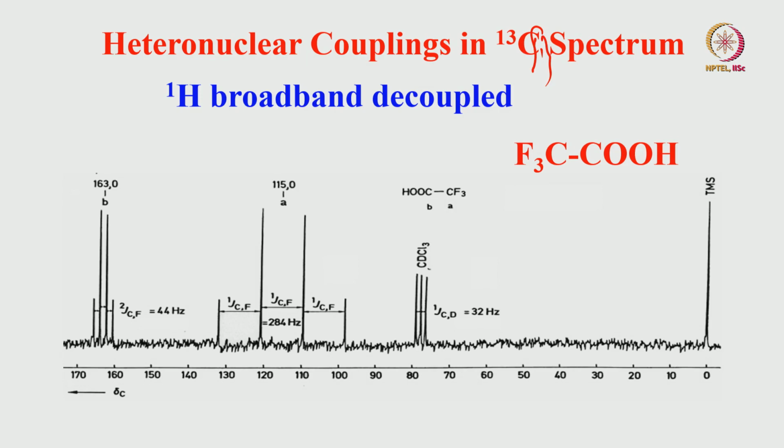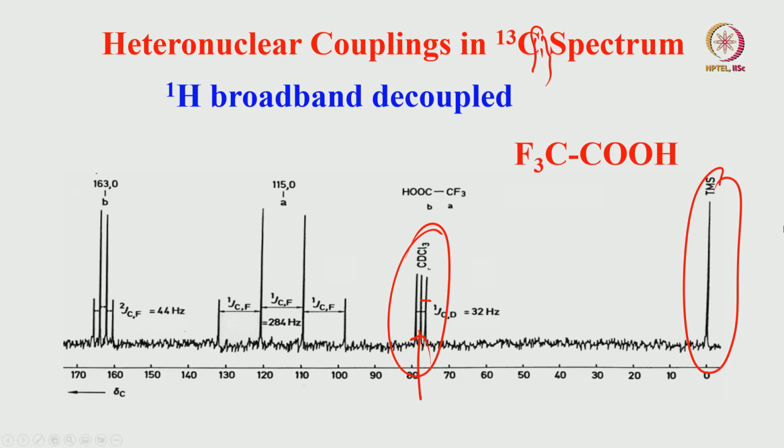Very simple. First it is TMS, that is a reference, TMS carbon, and of course what are these 3 peaks which are coming? Equal intensity, CDCl3 solvent, and this corresponds to coupling between carbon and deuterium, that comes at 78 ppm approximately. That is also fine. Now we have to understand these peaks. What are these peaks? Why are they coming?